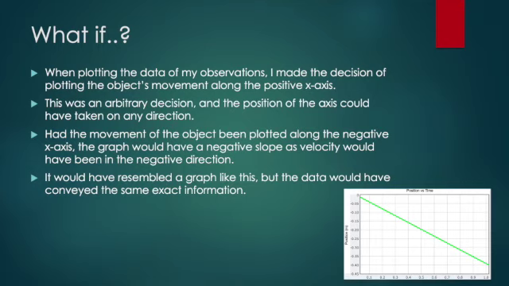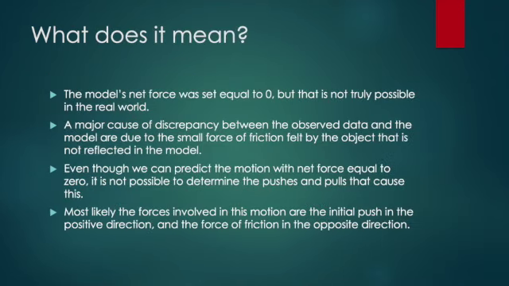So what if? When plotting the data of my observations, I made the arbitrary decision to plot the object's motion along the positive x-axis, and because of that, we had a positive velocity and an increasing slope for the position versus time graph. This was an absolutely arbitrary decision, and the motion of the object could have been plotted along any axis. Had the movement of the object been plotted along the negative x-axis, the graph would have had a negative slope, as velocity would have been in the negative direction. It would resemble a graph like the one shown in the bottom right corner of the screen, but the data would have essentially conveyed the same information, even though the graph would have had a negative slope instead of a positive slope.